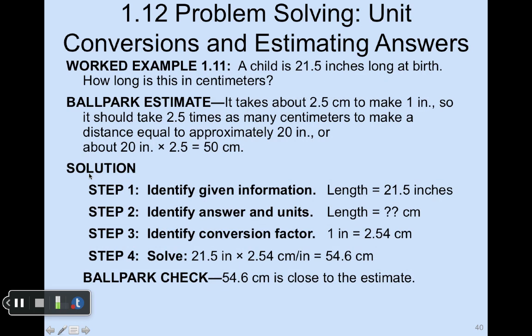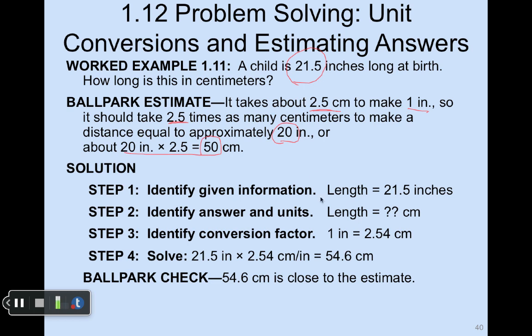All right, one example from the textbook here that is easy to look at for an example of how you estimate says that a child is 21.5 inches long at birth. How long is this in centimeters? Well, you have to realize that you have to know about the conversion between inches and centimeters. So 2.54 centimeters per inch, okay, about 2.5 centimeters for 1 inch. So it should take about 2.5 times as many centimeters as the inches that you were given. So let's say approximately 20, because we don't like details if we don't use a calculator. 2.5 times 20, if you could do that in your head, maybe you can, maybe you can't, but at least you might be able to believe me that that's 50 centimeters.